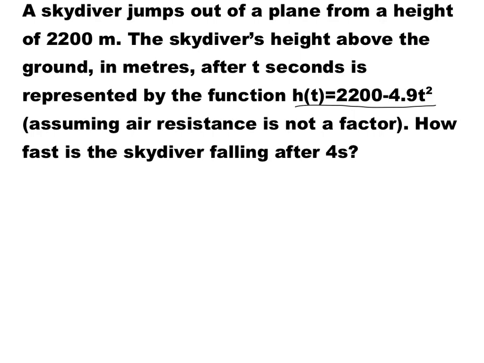Since the velocity, or let's put it, the speed, is the rate of change of the height with respect to time, this means that we have to find the derivative of h with respect to t. So I'm going to say dh over dt, which is h prime, is equal to 2200, the derivative is 0, and negative 4.9 t squared. Negative 4.9 is the constant, times, bring the exponent down, and then subtract 1 from the exponent. So this becomes negative 9.8 t.